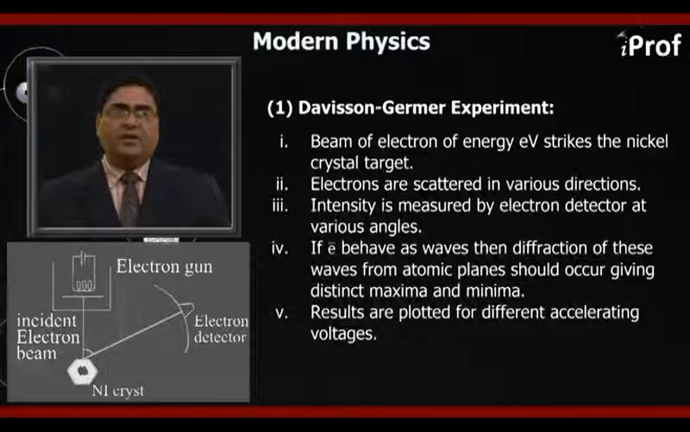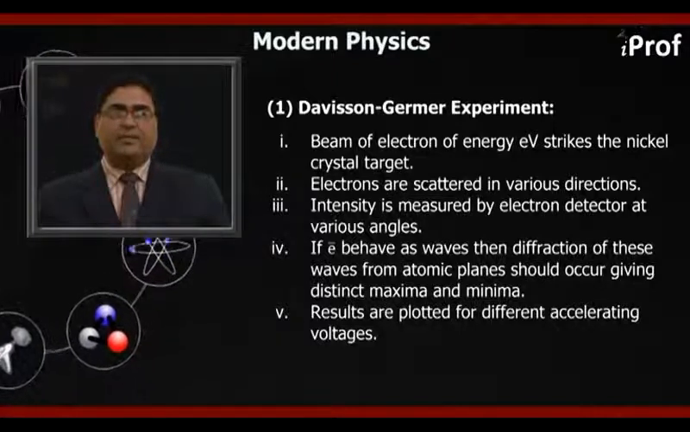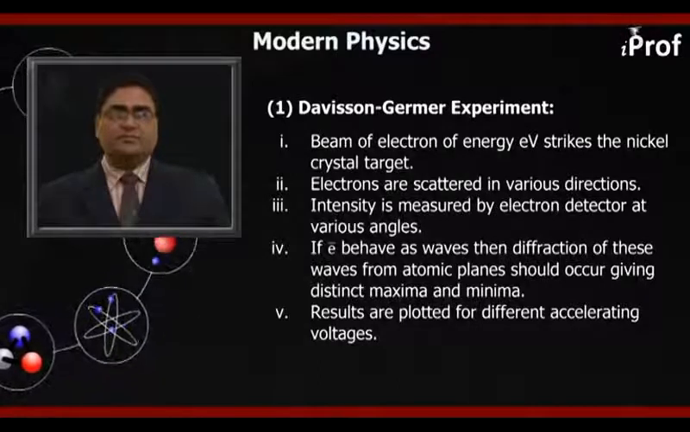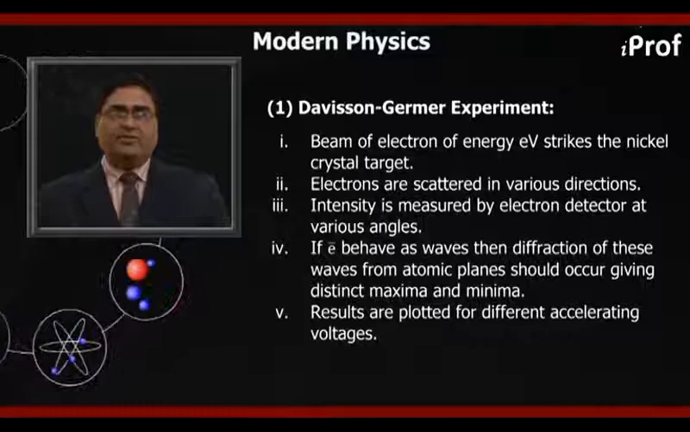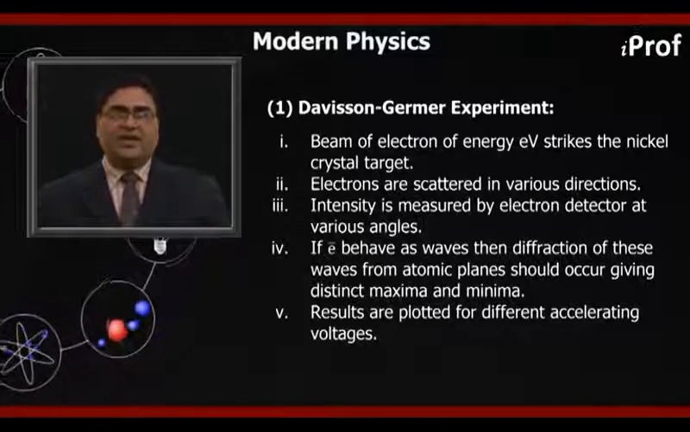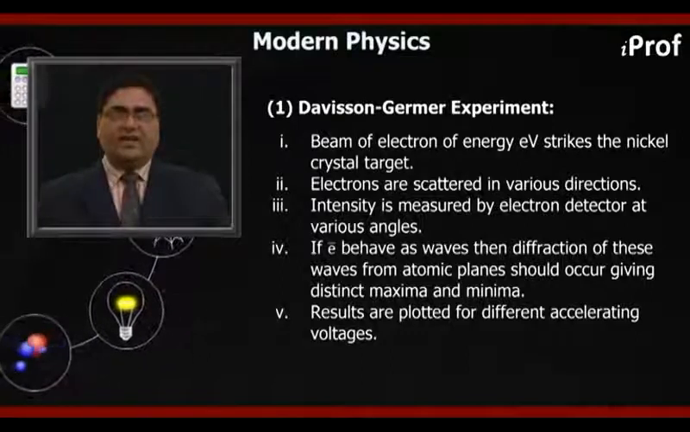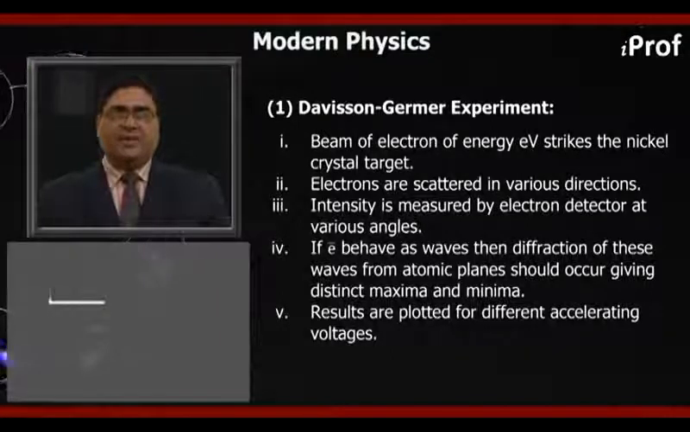First, a beam of electrons of energy 54 electron volt strikes the nickel crystal target. Second, electrons are scattered in various directions. Third, intensity is measured by the electron detector at various angles. Fourth, if electrons behave as waves, then diffraction of these waves from atomic planes should occur, giving distinct maxima and minima.